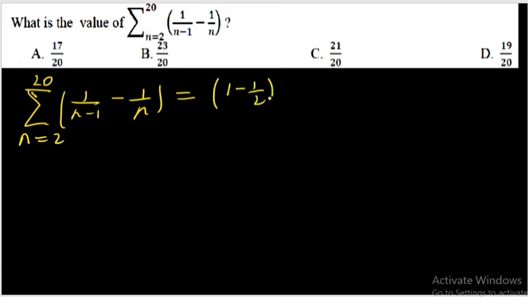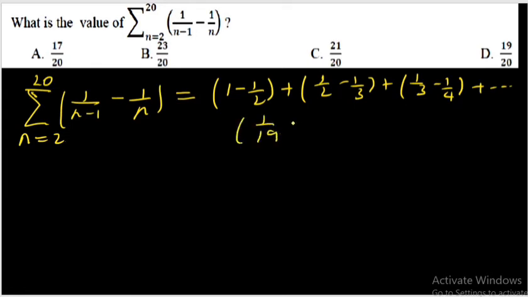1 over 2 remains, plus, again, because it starts from 2, if you insert 3, it will be 1 over 2 minus 1 over 3, plus, if you insert 4, it will be 1 over 3 minus 1 over 4, plus it goes till the last one, which is 20. When you insert 20, it will be 1 over 19 minus 1 over 20.